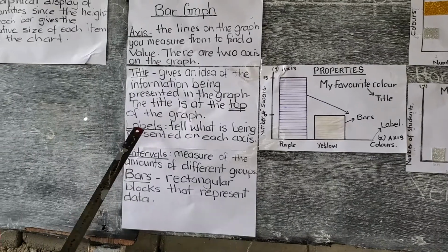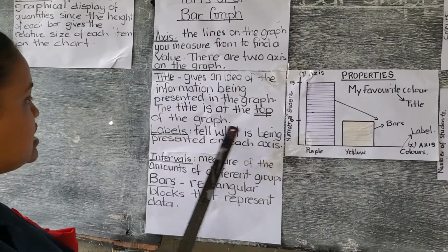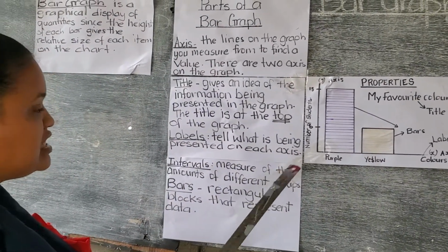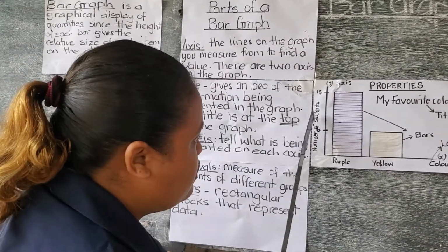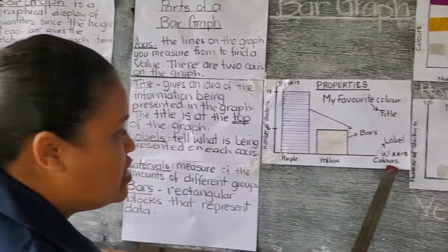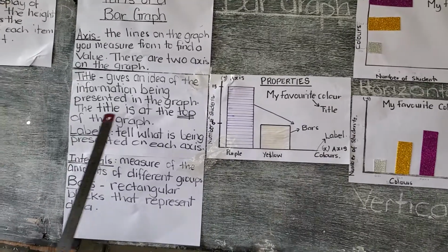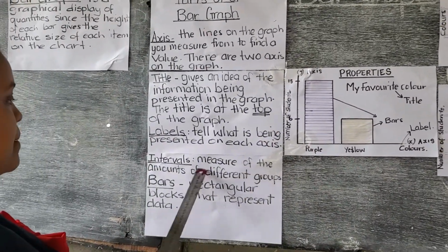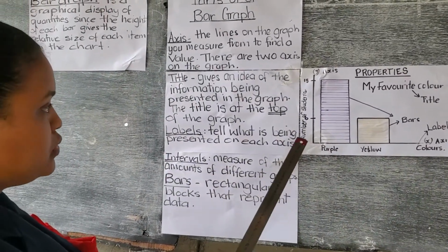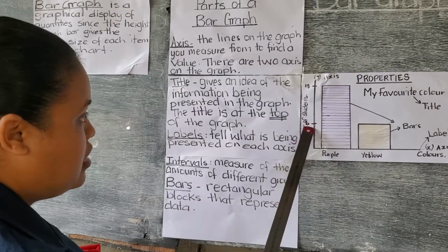It says the labels tell what is being represented on each axis. So you see one label is here. It says number of students. And this one says colors. It says the interval measures the amount of different groups. So these are the intervals here.